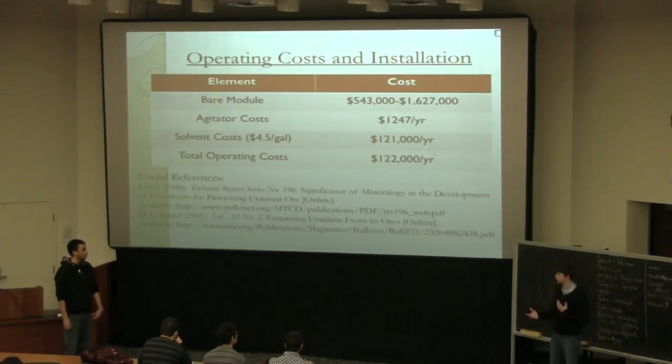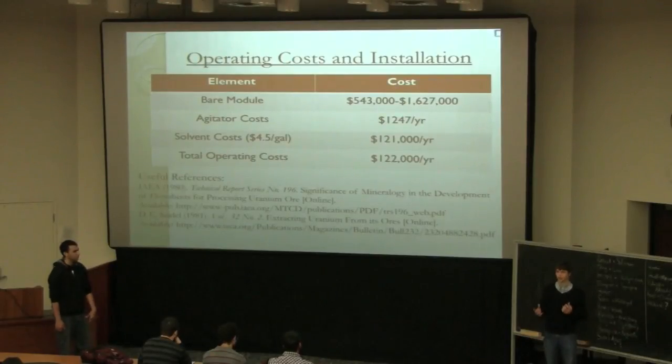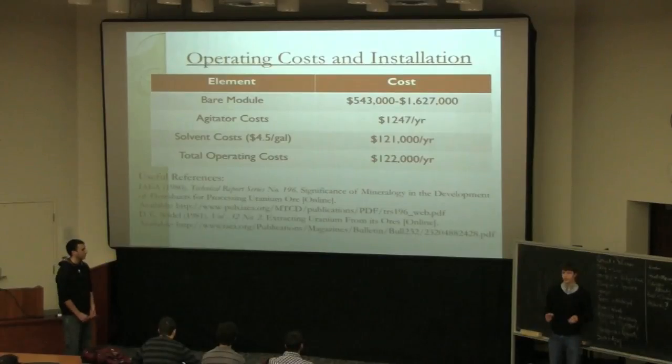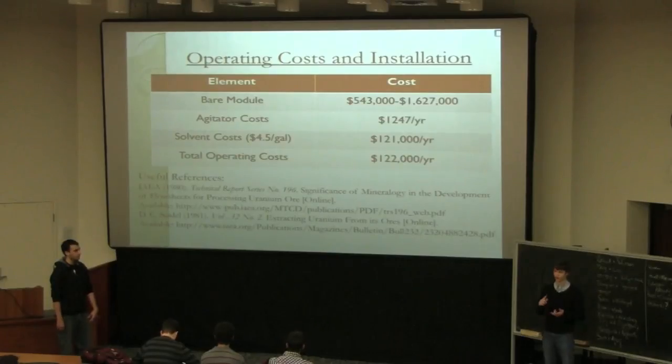When we work that out, total operating costs per year are roughly around $120,000, but this is, again, a rough estimate, and could vary from a worse to a better case. Some useful references that we would recommend reading are both very well-made documents by the IAEA. They basically go over the actual science behind it and the disadvantages of each type of solvent.